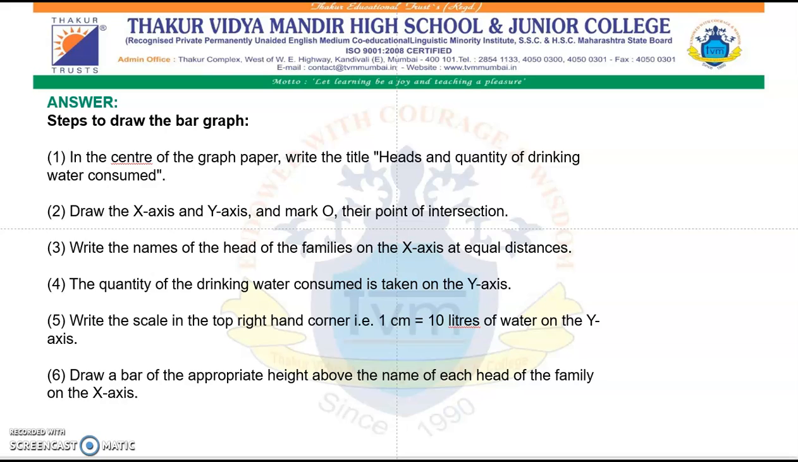Write the scale on the top right-hand corner, that is, 1 centimeter equals 10 liters of water on the y-axis. Draw a bar of appropriate height above the name of each head of the family on the x-axis.